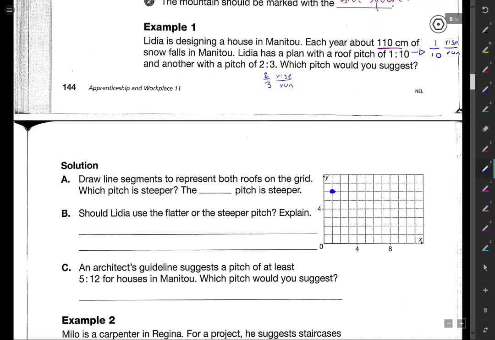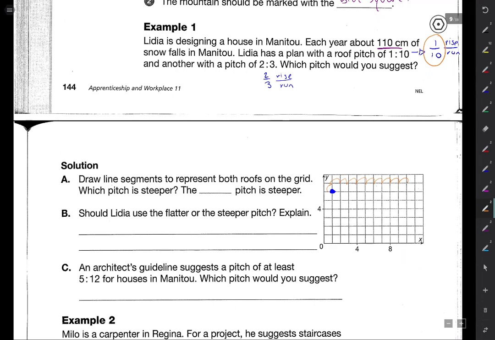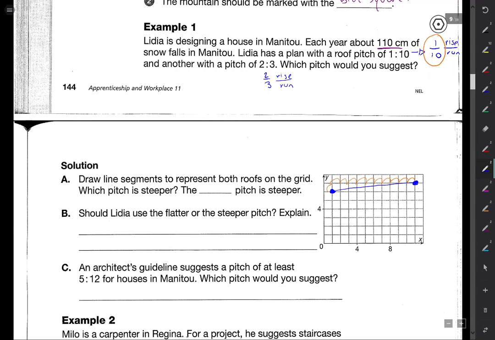What I'm going to do is rise up 1. So here, I'm going to do this one right here. I'm going to rise up 1 and run 10. So 1, 2, 3, 4, 5, 6, 7, 8, 9, 10. So our next point is going to go right there. Then if you connect those 2 points, that is the slope of that first line, or this roof pitch here.